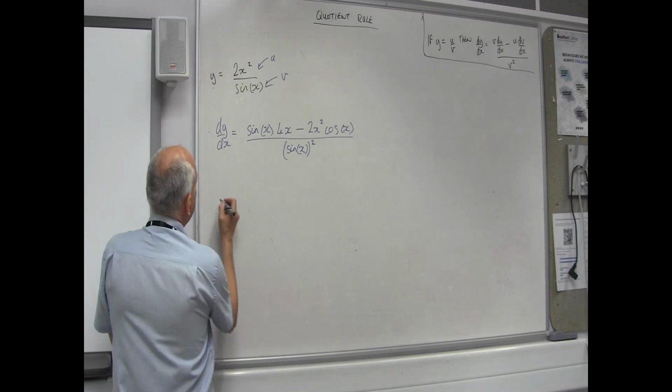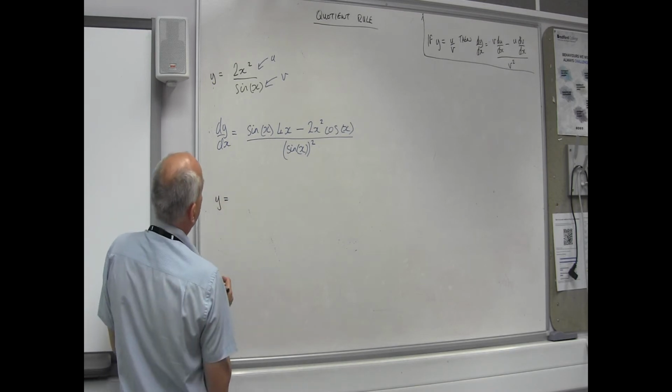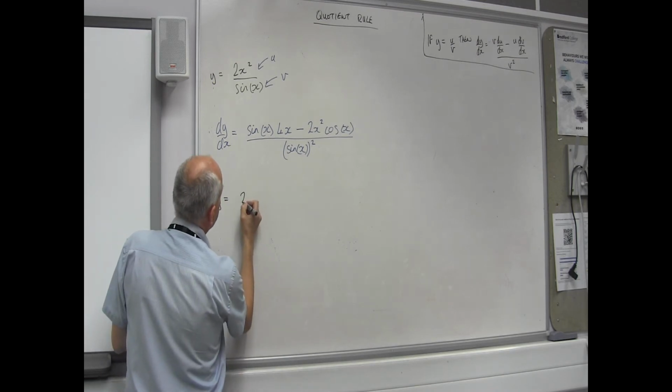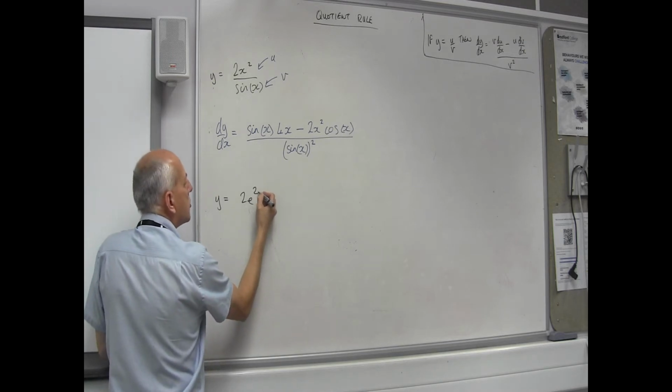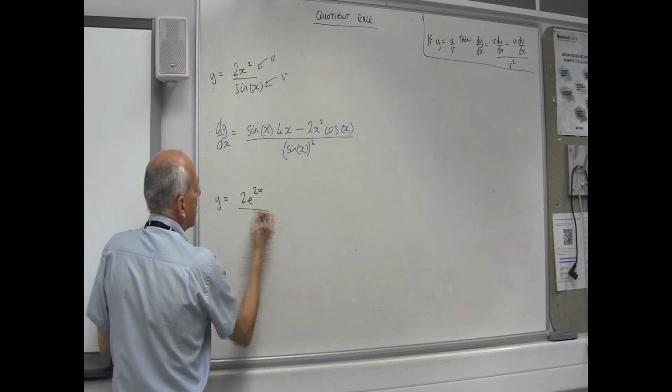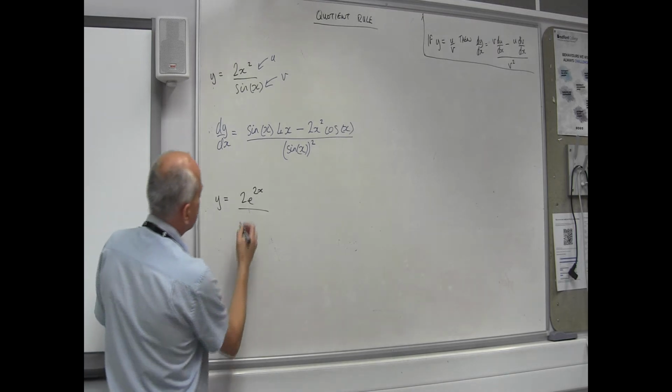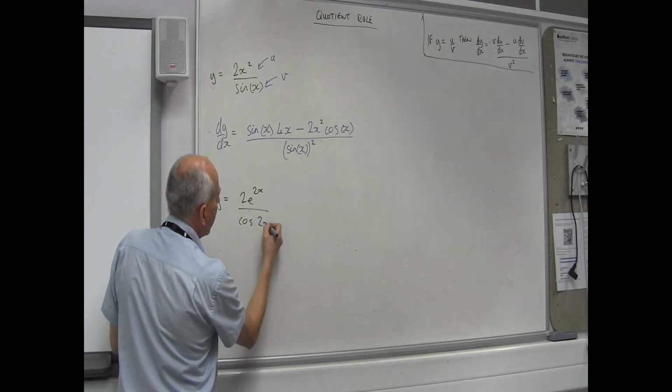Okay, so let's have a look at another one. A bit trickier maybe. So y equals, let's say, 2e to the 2x, divided by, let's just go with cosine. Cosine 2x.